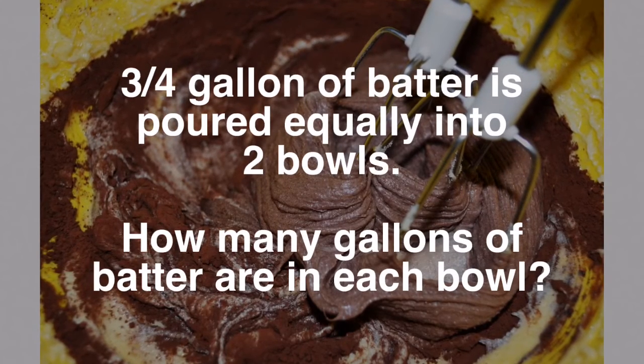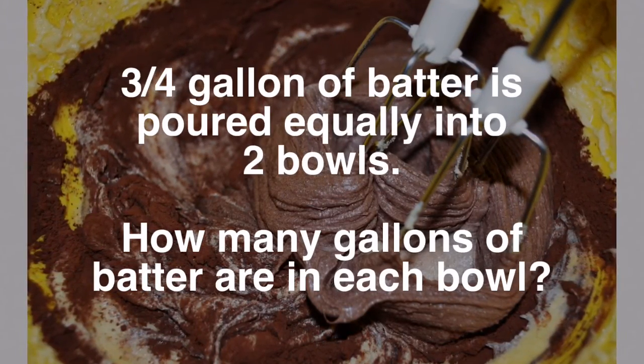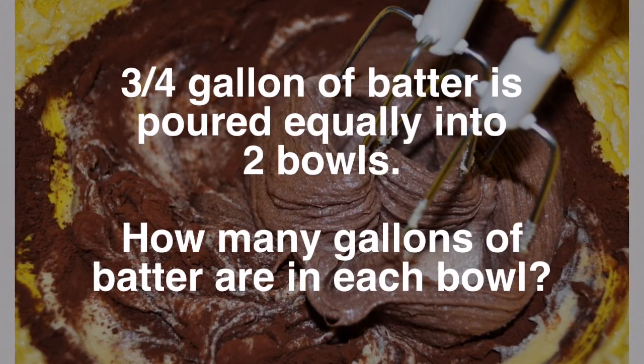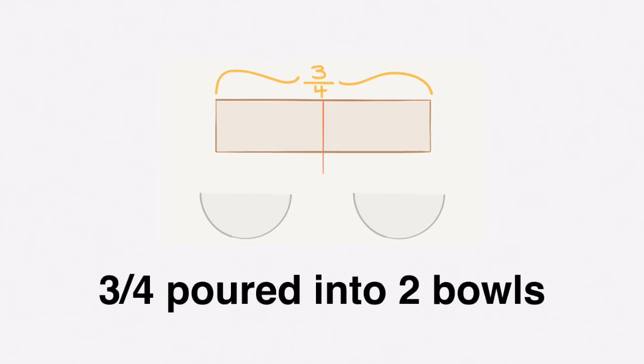Back to our baking. 3/4 gallon of batter is poured equally into 2 bowls. How many gallons of batter are in each bowl? Okay, 3/4 gallon of batter poured into 2 bowls. All right, here's my 3/4 gallon. Here's my 2 bowls. So all I need to do is separate my 3/4 into 2 groups and pour each one into each bowl, right?